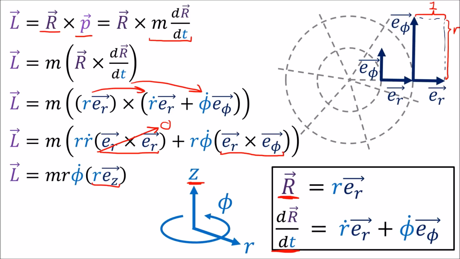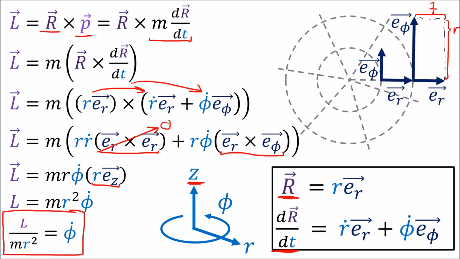So the radial velocity doesn't contribute to angular momentum. Only the angular velocity does. And rearranging, we see that the magnitude of the angular momentum L over m r squared equals phi dot.